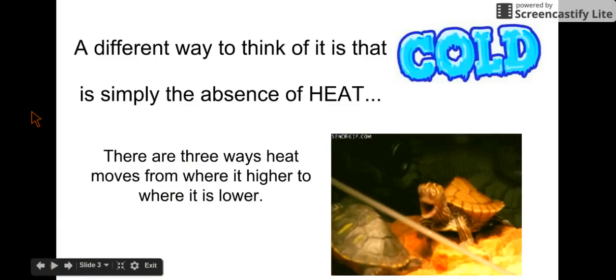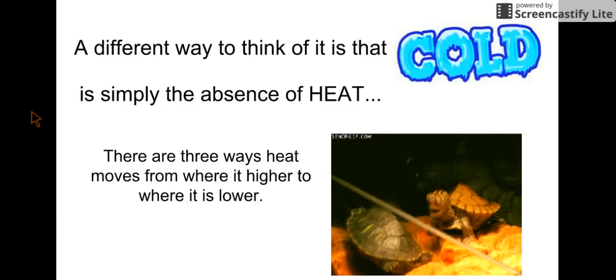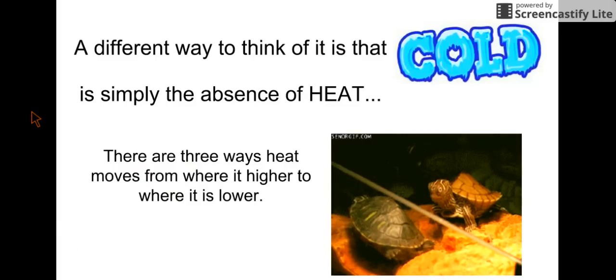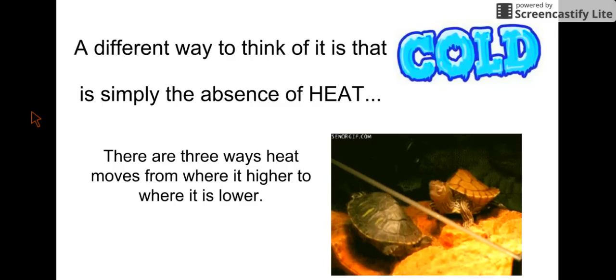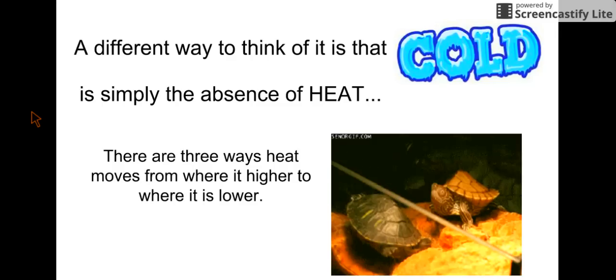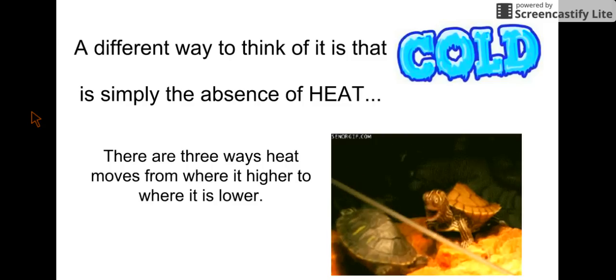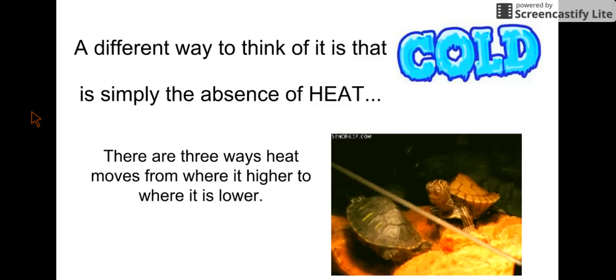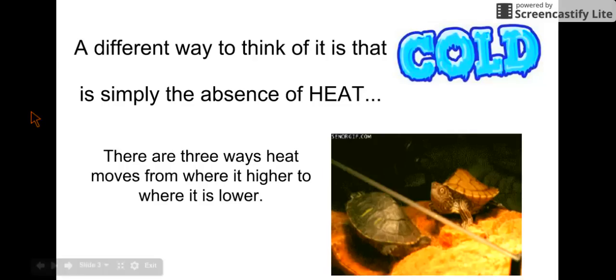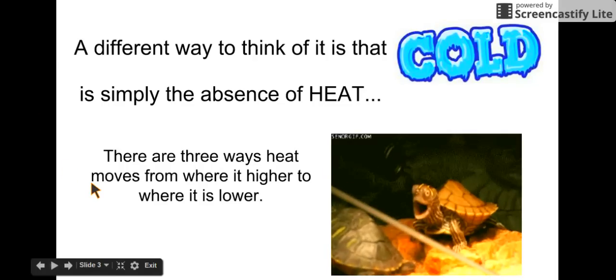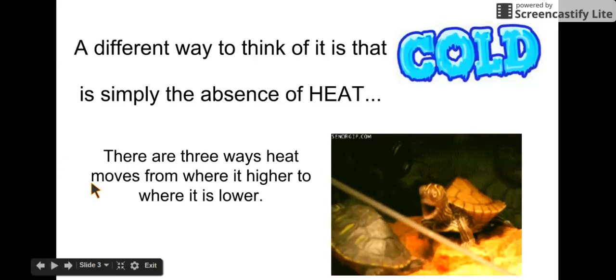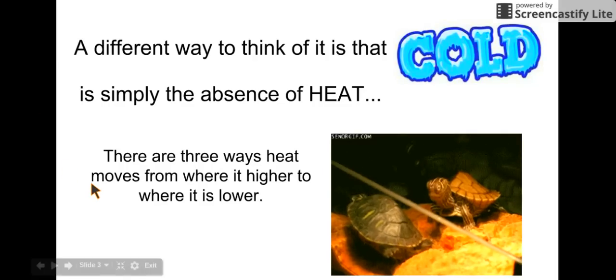A different way to think of cold is that cold is simply just the absence of heat. You can almost say cold doesn't exist. You just have different degrees of heat. If you have a lot of heat, something is warm. If you do not have a lot of heat, something feels cool. And again, there are three ways that heat moves from where there is a higher heat amount to where there is a lower heat amount.